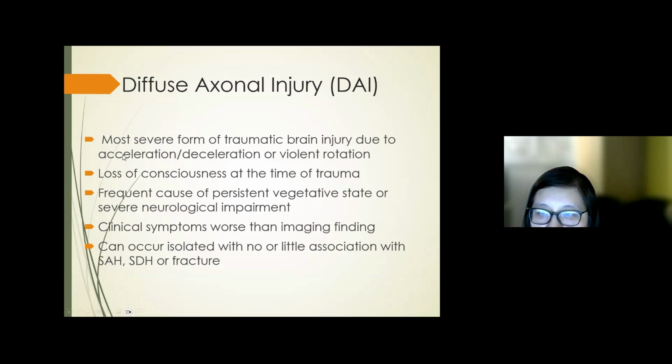So diffuse axonal injury is the most severe form of traumatic brain injury due to acceleration or deceleration or even violent rotation. The patient usually presents with loss of consciousness at the time of the trauma, and it is a frequent cause of persistent vegetative state or severe neurological impairment. So the clinical symptoms are usually worse than the imaging findings, and it can occur isolated with little or no association with subarachnoid or subdural bleed or even fracture.